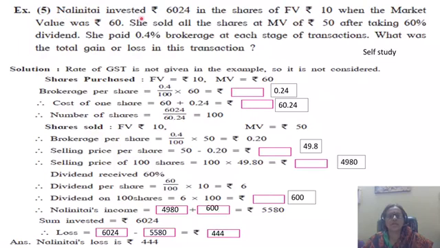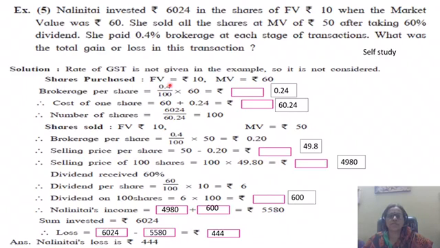Nalini Tai invested rupees 6024 in shares of face value rupees 10 when the market value was rupees 60. She sold all the shares at market value of rupees 50 after taking 60% dividend. She paid 0.4% brokerage at each stage of transactions. What was the total gain or loss? So GST, rate of GST is not given in the example, so it is not considered.